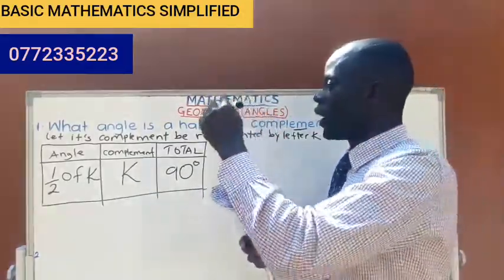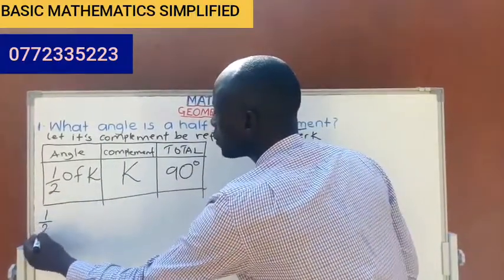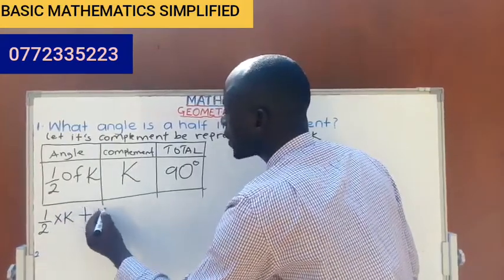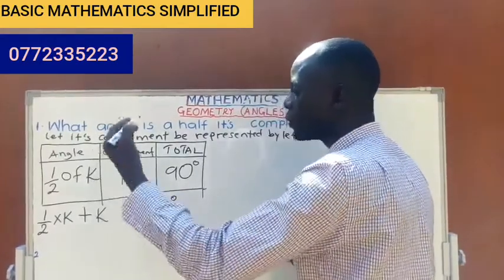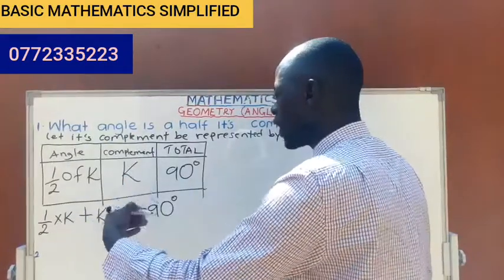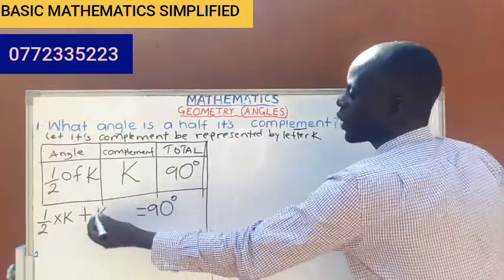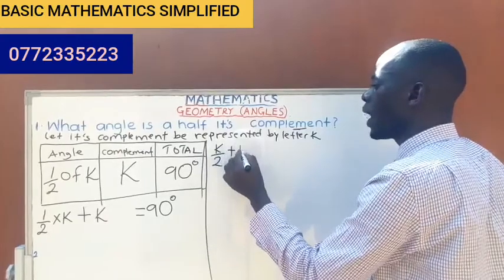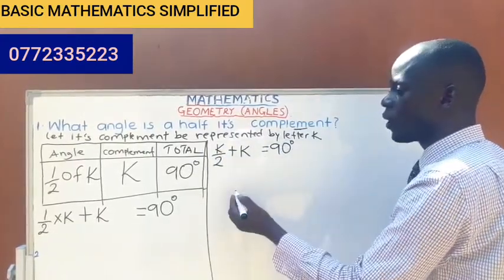Then you pick these two and form an equation. You say a half times K, plus that complement, will give you 90 degrees. That means a half of K plus K itself equals 90 degrees. So from here, you can multiply 1 times K to give K out of 2, plus K equals 90 degrees. Complementary angles add up to 90 degrees.